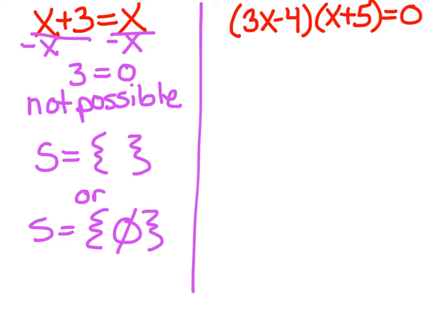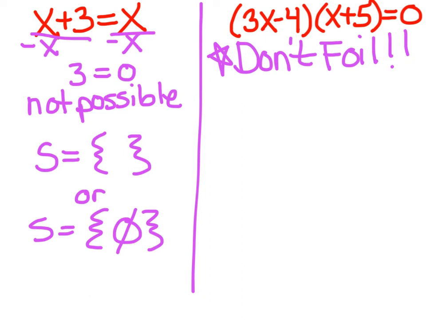Alright, now let's look at this one. I have 3x minus 4 times x plus 5 equals 0. How many of you want to FOIL that? Oh yeah, you want to FOIL it, don't you? I mean, you see these two things together and you think FOIL, but no, no, no, no, no. Don't FOIL. When you're solving, you don't want to FOIL. You want to get x by itself. You want to set each of these two terms equal to 0.